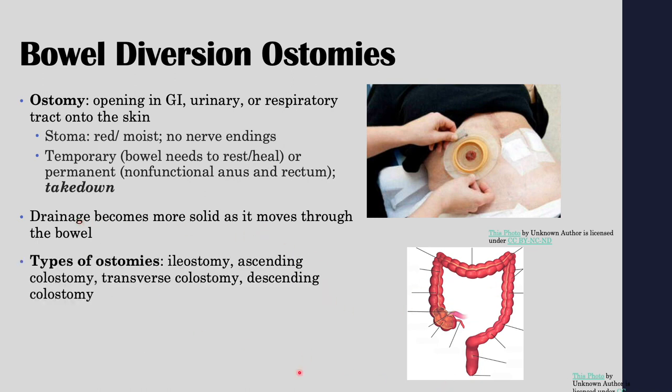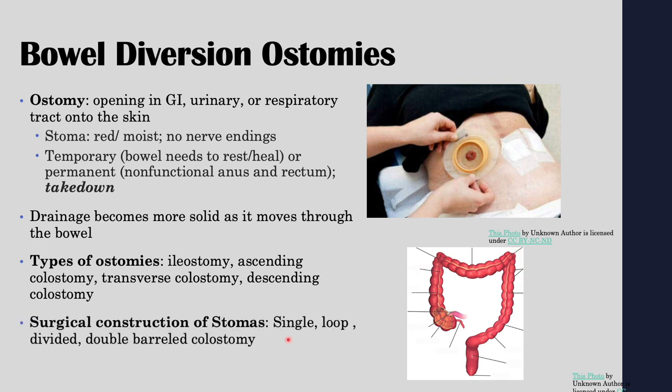There are different types of ostomies. It's based on where the cut was made along the digestive tract and then named based on that part of the system. So you have ileostomies, you have ascending colostomy, which means it was cut and made in the ascending colon. Then you have a transverse colostomy, descending colostomy. It's just wherever it was cut is where the name will come from.